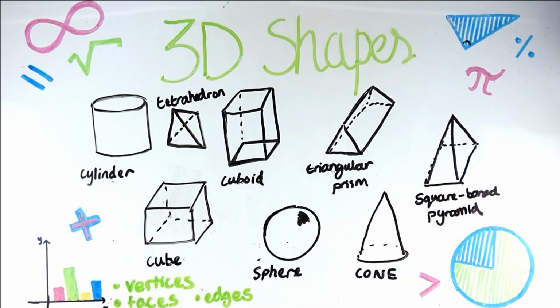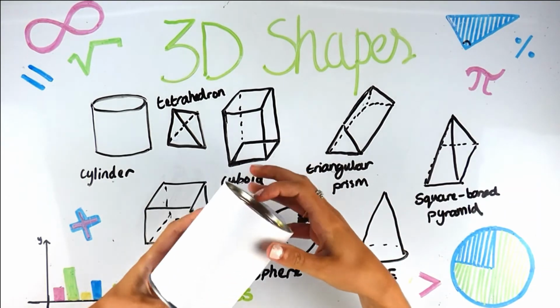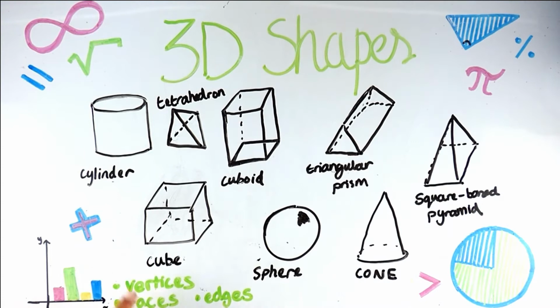Let's look at some 3D shapes. So here are the 3D shapes you need to know. We've got the classic example, cylinder. Here's my cylinder, this is a can of baked beans. Cube: I have here a dice, an example of a cube.